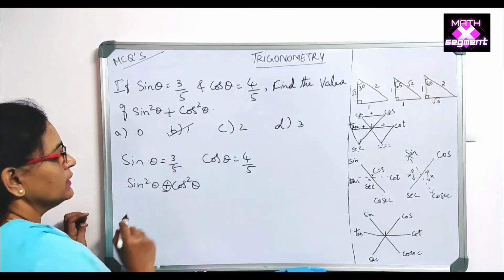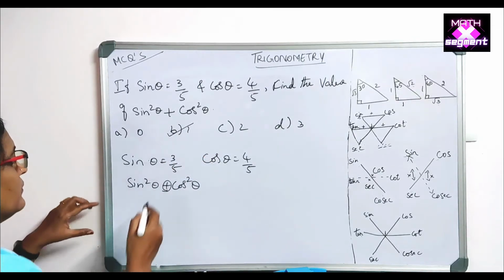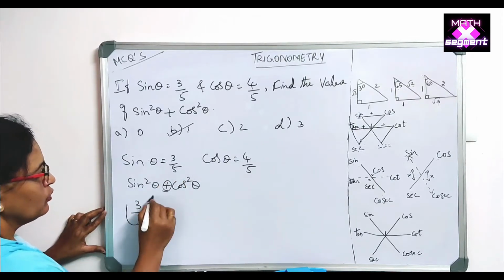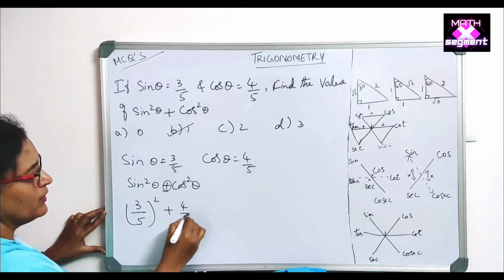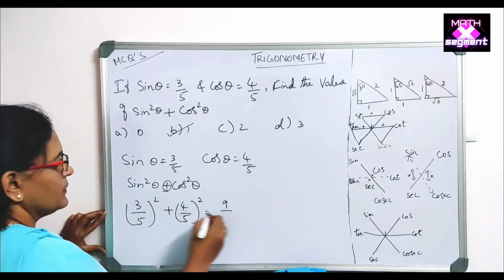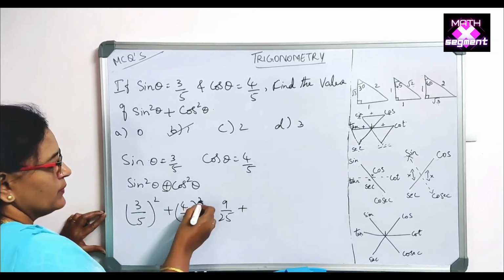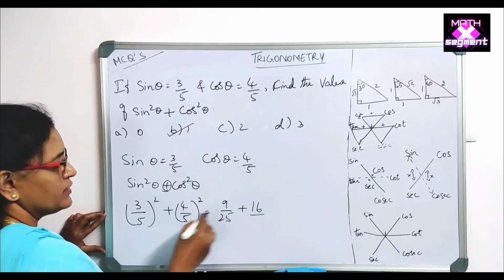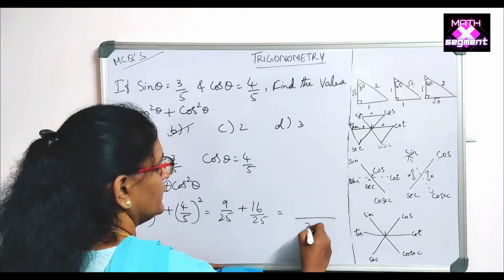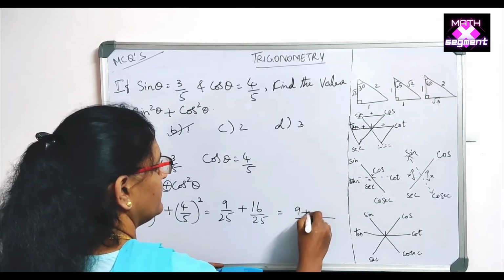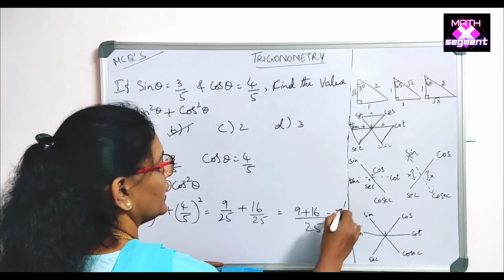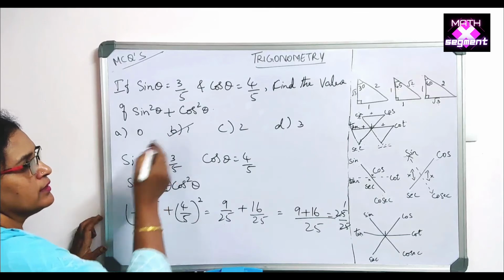So option B is the correct answer. If you don't want, you can also find it another way: sin squared plus cos squared, that is (3/5)² plus (4/5)². 3 squared is 9 and 5 squared is 25, plus 4 squared is 16 and 5 squared is 25. In the denominators you have 25 and 25, and in the numerator you have 9 plus 16. So this is equal to 25 divided by 25, which is 1. We have already found the answer, that is B.